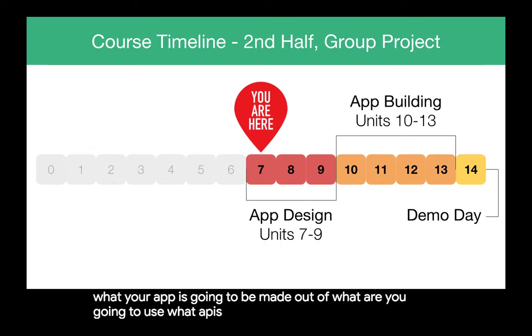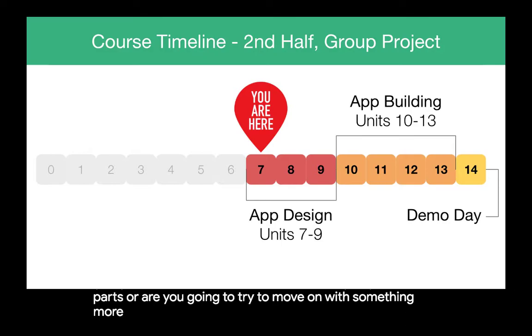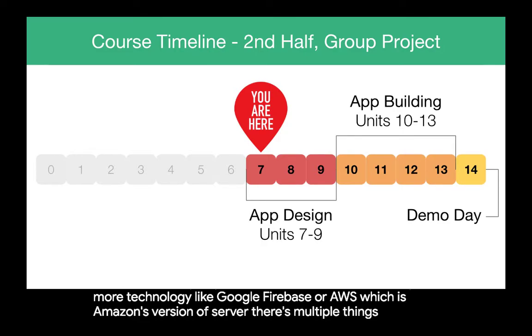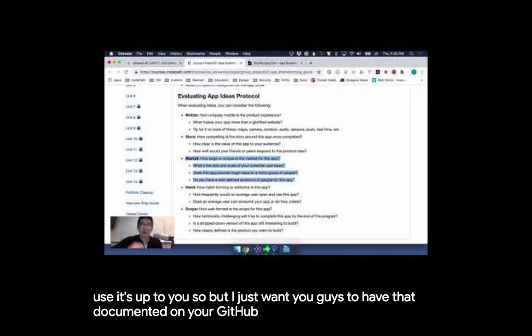What APIs? What server? Are you going to use Parse, or are you going to try to move on with something more, a different technology like Google Firebase or AWS, which is Amazon's version of server? There's multiple things you can use. It's up to you. But I just want you guys to have that documented on your GitHub repository.